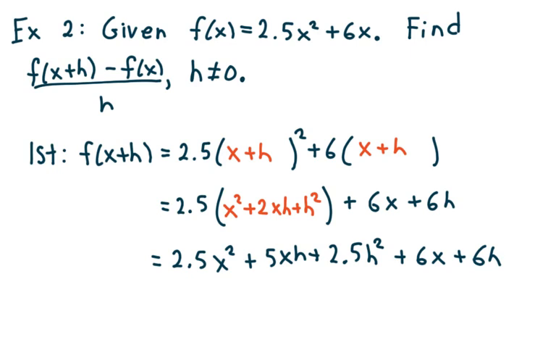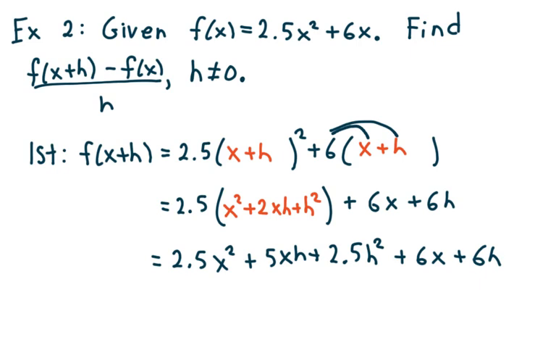So in the function f of x equals 2.5x squared plus 6x, I'm going to replace x with x plus h. And when I do, I get f of x plus h is equal to 2.5 times x plus h squared plus 6 times x plus h. Now there's 2 things that are happening at the same time. I'm going to take the 6 and distribute it to both the x and the h. That's the first step. And then what I'm going to do also is take x plus h and then square it.